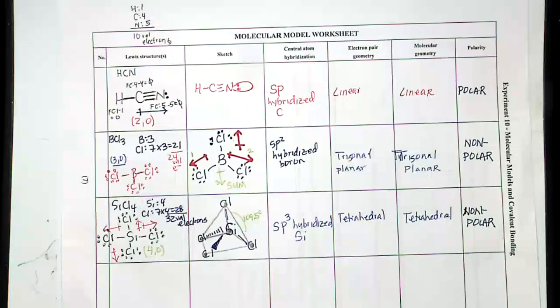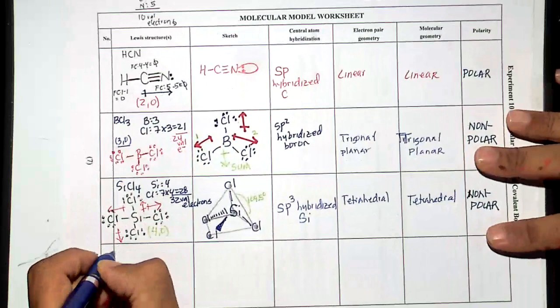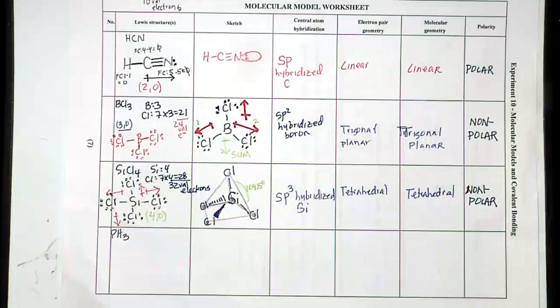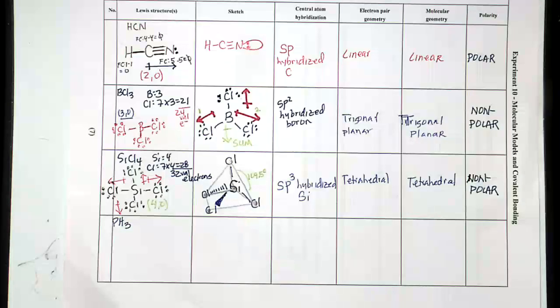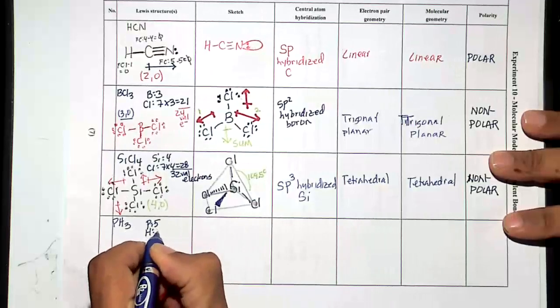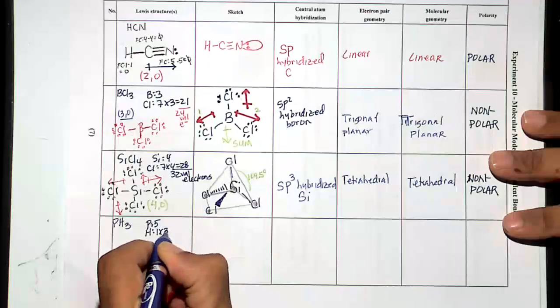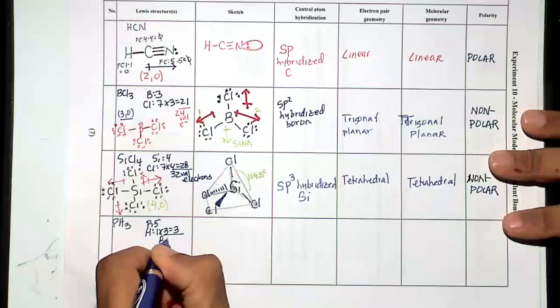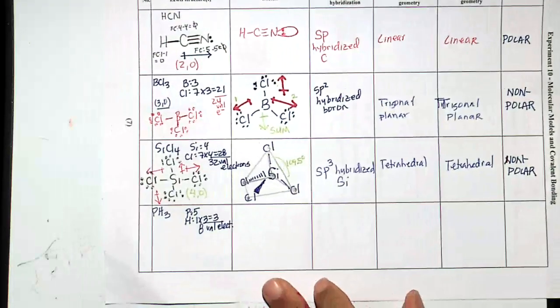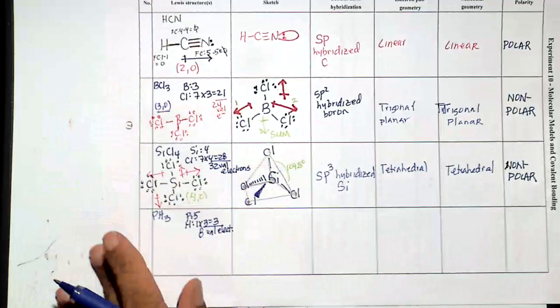All right, next one is PH3. PH3, do we have something that has 5 pairs? Yep, that's it. Yes, the purple one. PH3. So what is phosphorus happy at? 5. What is hydrogen happy at? How many do we have? 3. So we need to get 8 valence electrons around PH3.